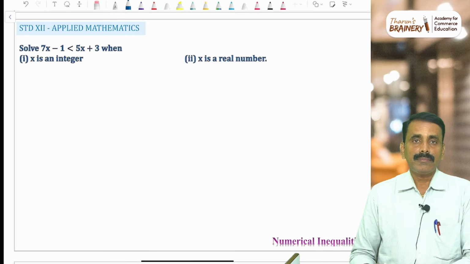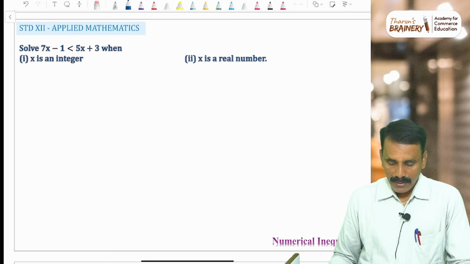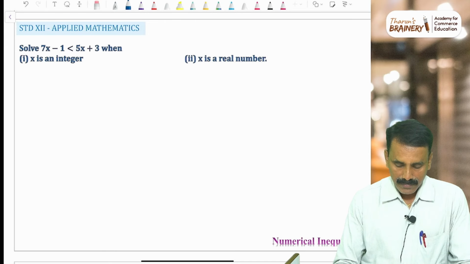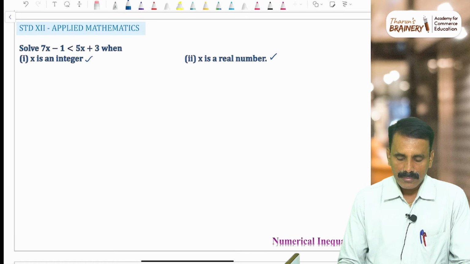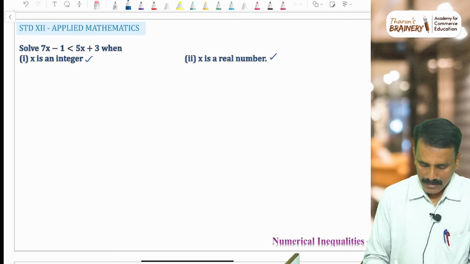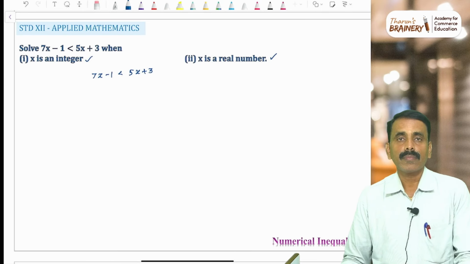So this is the first question. 7x minus 1 less than 5x plus 3, and we are supposed to find what is the solution when x is an integer and when x is a real number. Is it clear? So 7x minus 1 less than 5x plus 3. Okay.